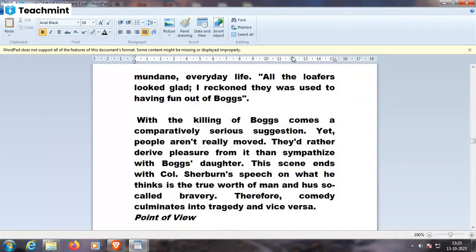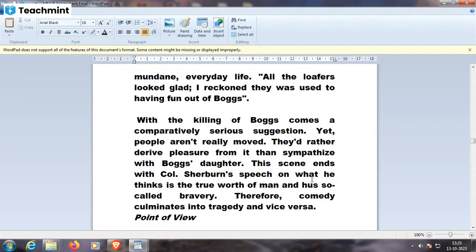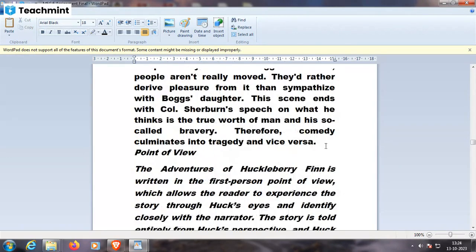With the killing of Boggs comes a comparatively serious suggestion. Yet people aren't really moved. They would rather derive pleasure from it than sympathize with Boggs' daughter. This scene ends with Colonel Sherburn's speech on what he thinks is the true worth of man and his so-called bravery. Therefore, comedy culminates into tragedy and vice versa. Now, what is the point of view?